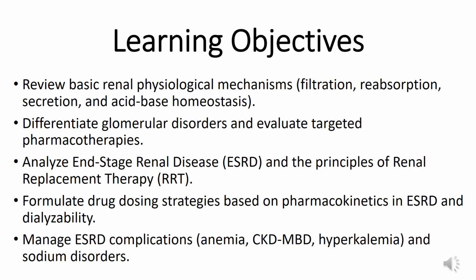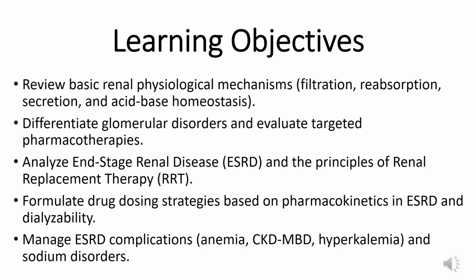Drug therapy in end-stage renal disease requires special consideration. Reduced renal clearance can lead to drug accumulation and toxicity. Dosing strategies must account for altered pharmacokinetics. Factors such as drug distribution, metabolism, renal elimination, and dialysability influence dosing decisions. Some medications require dose reduction, while others require supplemental doses after dialysis sessions.